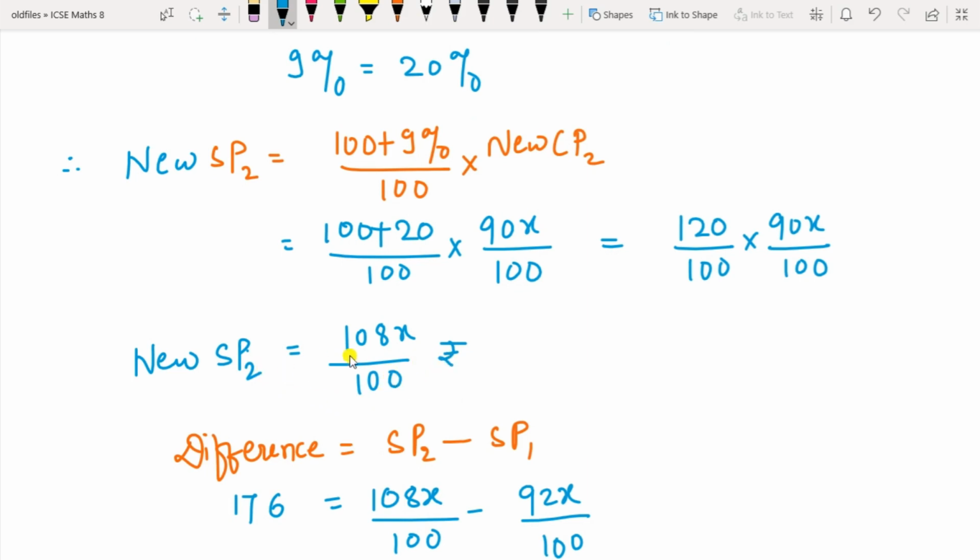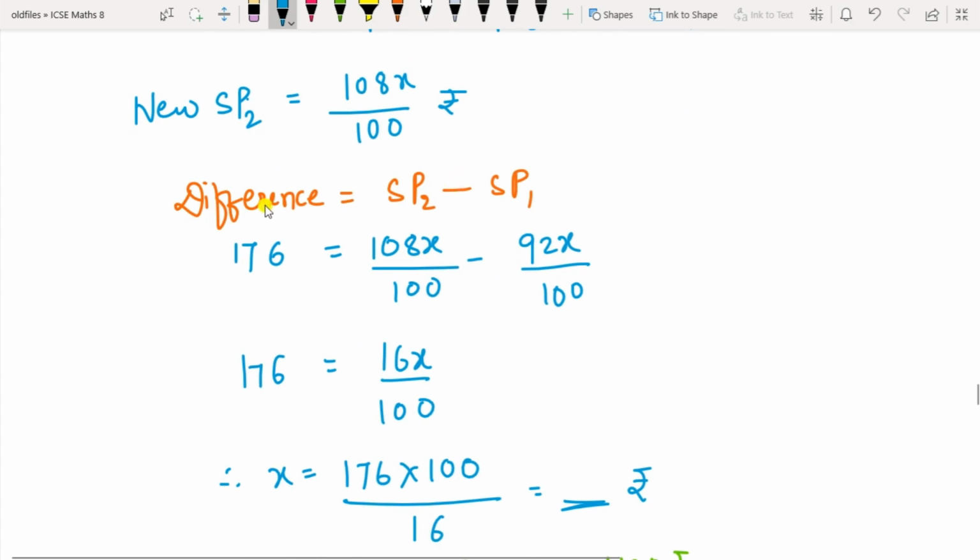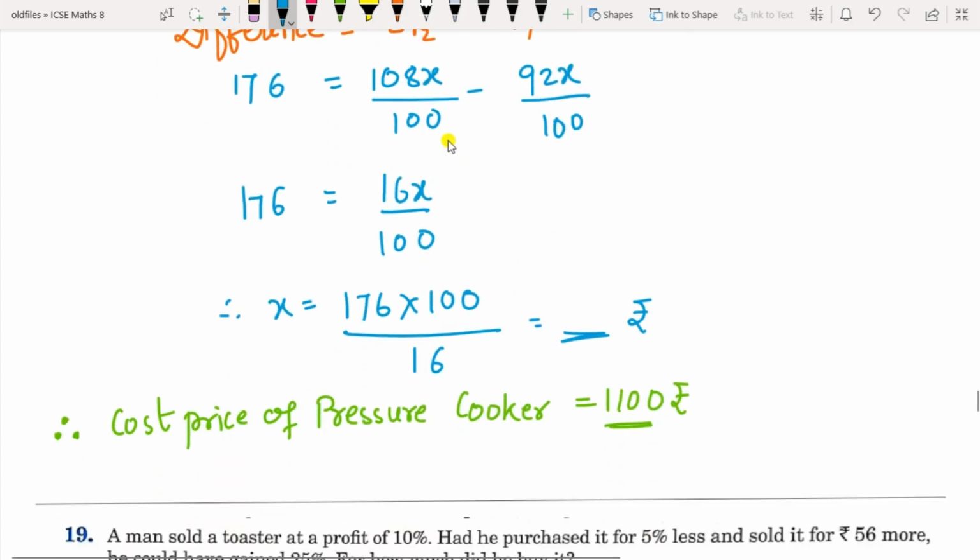The new selling price is 176 more than the original selling price. So, the difference is 176 between the two selling prices. Don't do the cancellation, keep it as it is. Now, you can easily do the subtraction and find the value of X. The value of X will be 1100 rupees. So, the cost price of the pressure cooker was 1100 rupees.